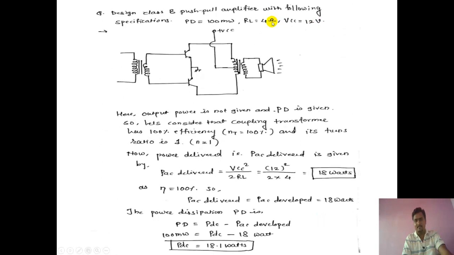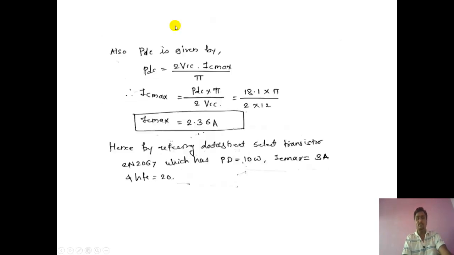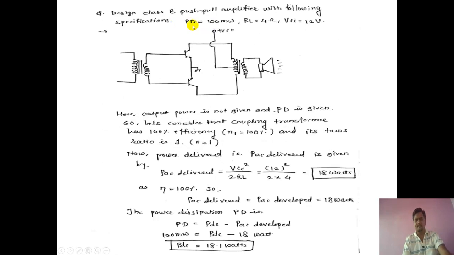Now the next example is to design a class B push-pull amplifier for the following specifications. Here output power is given, and the loudspeaker is given, that is, the load resistance is 4 ohm and VCC is 12. Just check out the previous specification: 12, 4, 100 milliwatt. Okay, forget it. 12 and 4 is common. Here also intentionally I am writing 12, 4. But here output power is given. In that case, output power is not given; there power dissipation is given. That is the only change in the design process.